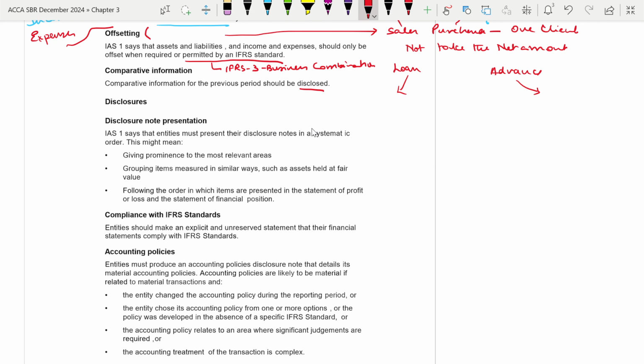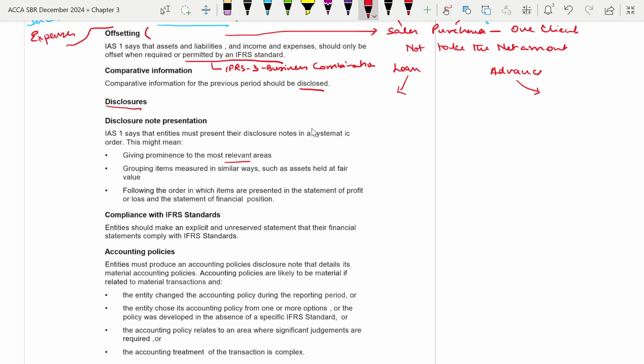Is it clear to you? Are you understanding what's happening? Yes. Fine. Now, I'm not taking that much time here. Disclosure: whatever is there, you have to disclose.